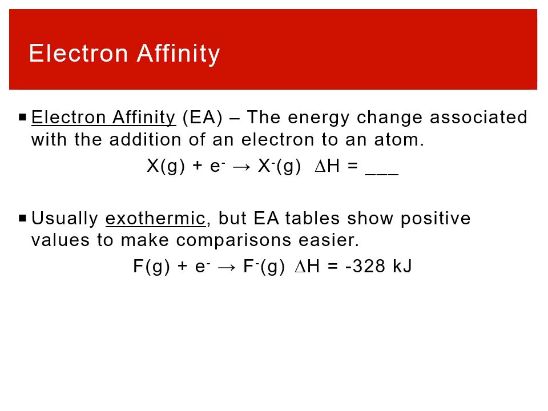So this is usually an exothermic process, but the electron affinity tables generally show positive values. Forming anions is usually exothermic. For example, fluorine: a fluorine atom plus an electron to make fluoride has a delta H of negative 328 kilojoules, so very exothermic. However, if you were to look up the electron affinity of fluorine, it would be given as 328 kilojoules.